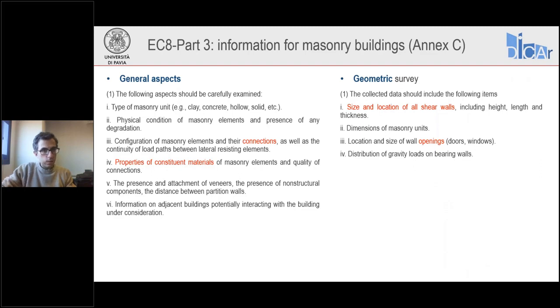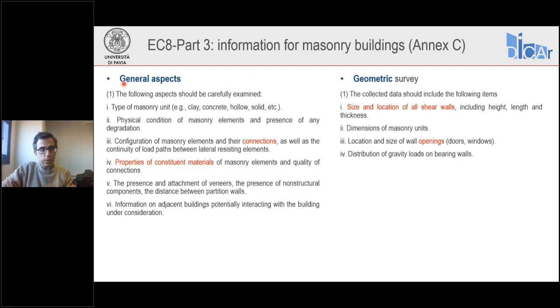Now, the information that I was discussing before is somehow valid for all the structural typologies. So now the question is: is there specific information regarding masonry buildings? Yes, and we have to look at the Annex C of Eurocode 8 Part 3.